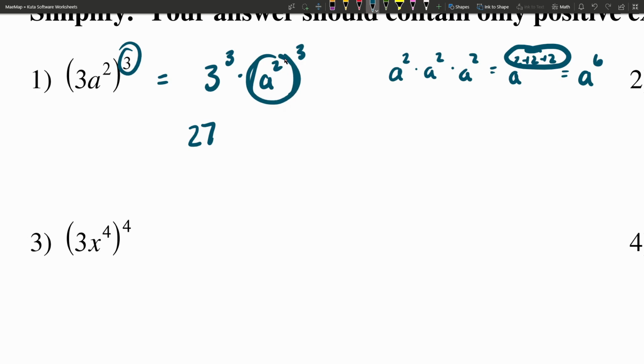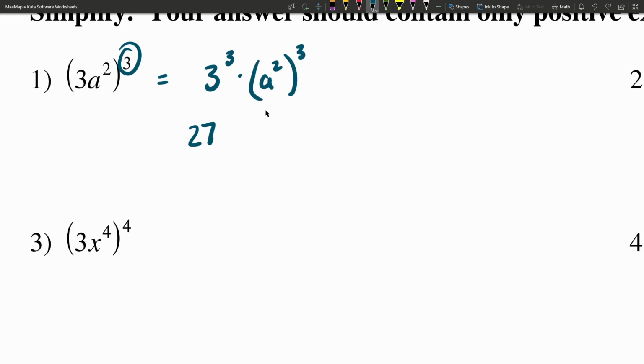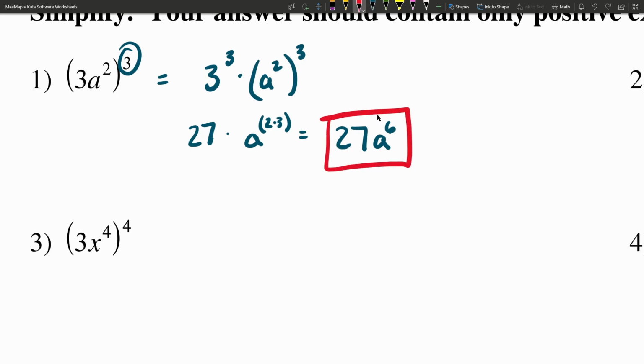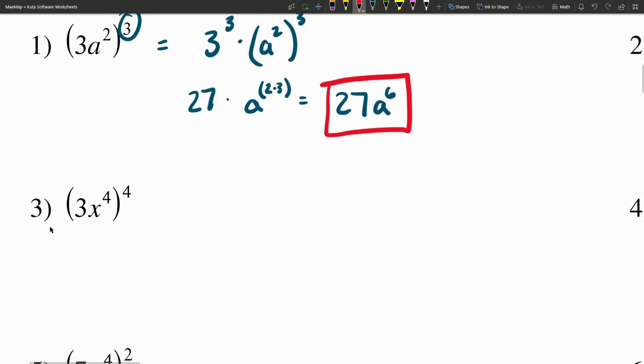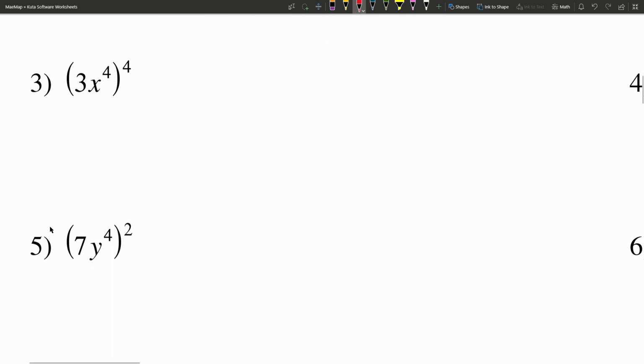So if we have something with an exponent and we're raising it to another power, we just multiply the exponents. So we can rewrite a squared cubed as a to the 2 times 3, which gives us the result of 27a to the 6th. So remembering this, let's go ahead, work through the odd problems, and then we'll go back up and work through the even problems. So moving right down to number 3, we have 3x to the 4th raised to the 4th.